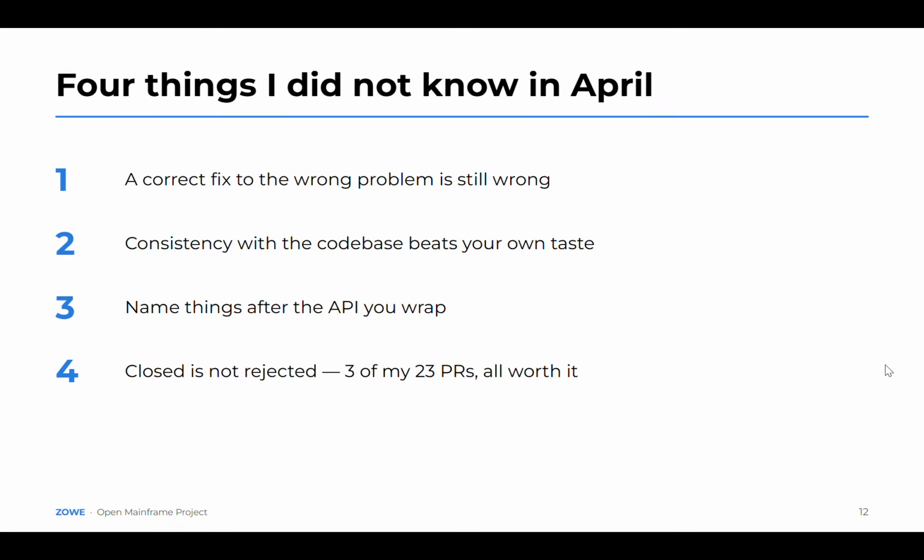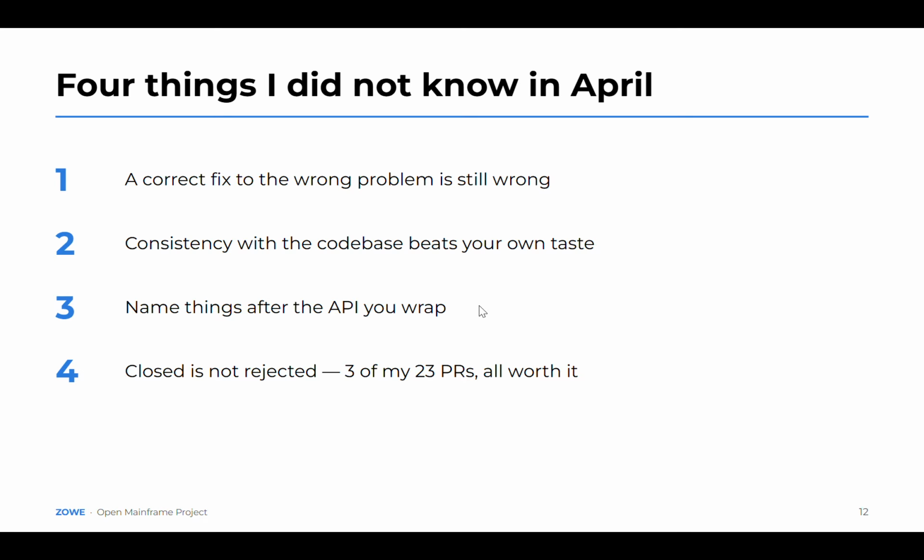Two: consistency with the code base beats consistency with your own taste. I like named constants for query parameter keys. This project hardcodes them. I got told that three times in one review. I still prefer constants, and I now genuinely believe a code base where every file follows one convention is worth more than one where every file follows its author's best convention.